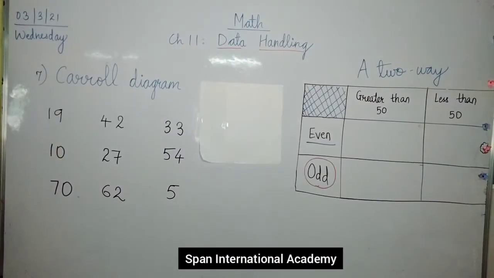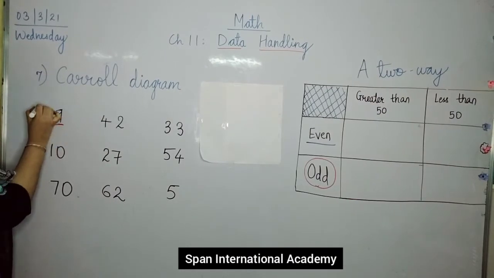The first one, 19. 1, 9, 19. We look at 9 and try to identify whether it is odd or even. So what is 19? 19 is an odd number. So we are going to circle it.